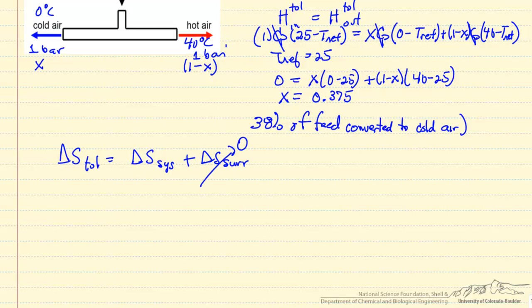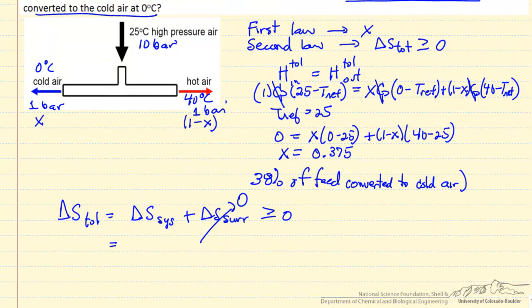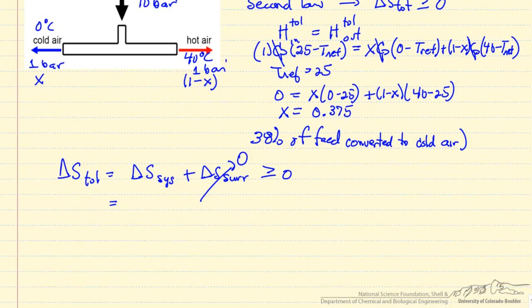If this is 0, there is no heat transfer to the surroundings. This has to be greater than or equal to 0. To do this calculation, I can look at this system as if x moles enters and leaves, gets converted to cold air, and 1 minus x enters and gets converted to hot air. And I want the entropy change for each of those. So x moles times the entropy change for what becomes cold air, and 1 minus x moles times the entropy change for what becomes hot air.